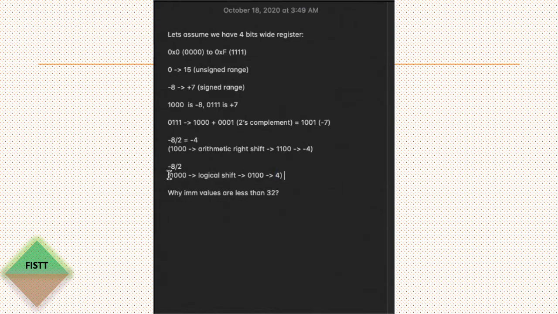But sometimes you might need this. Whenever arithmetic sense is needed, you would use arithmetic shift, and sometimes you need a logical shift, where you don't have to honor the sign.